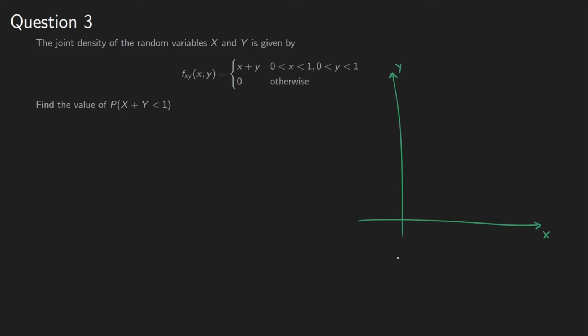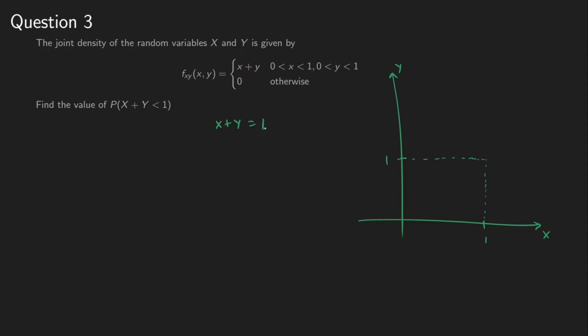So x goes from 0 to 1, and y also goes from 0 to 1. So this is the support of x comma y. Only within this range do x and y take any value, and what values are taken is determined by x plus y. So we have to find the probability that x plus y is less than 1. So what will this be?